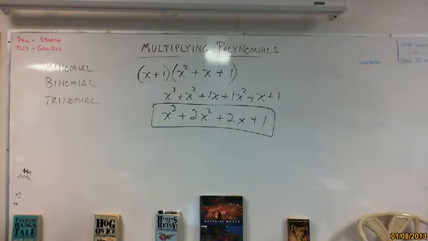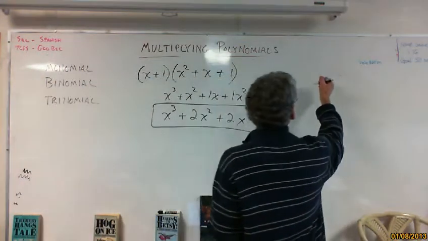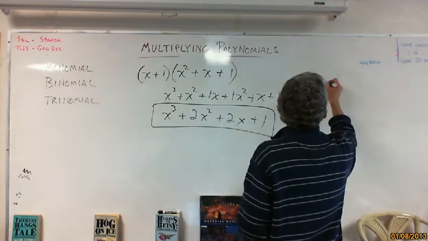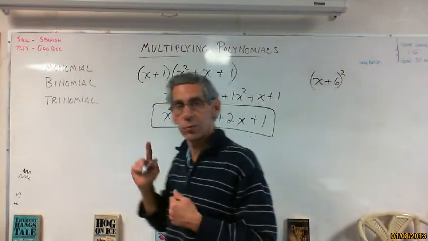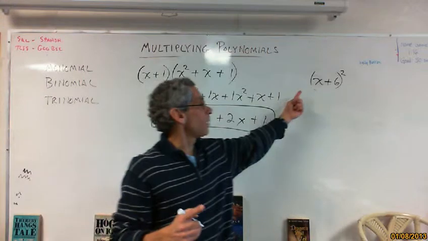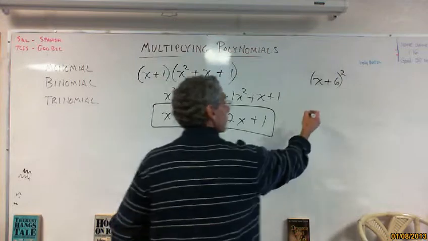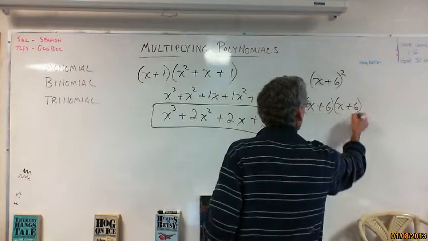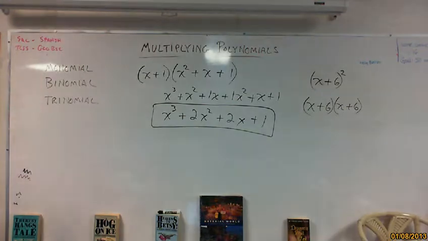Trinomials, there might be. Oh, well, in tonight's homework, I wanted to show one other thing, really fast. You might see something like this: x plus 6 squared. Now, some people might think that means x squared plus 36. It means this: x plus 6 times x plus 6. It's 2 binomials multiplied times each other, and you have to use this method, right? So that's important to realize. Does that make sense? Okay.